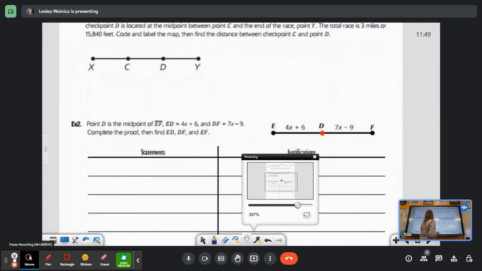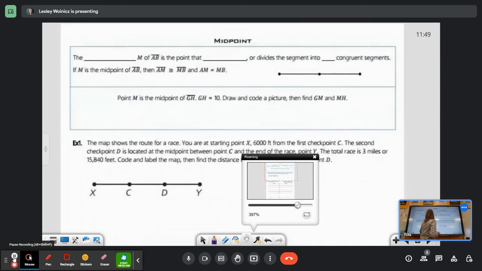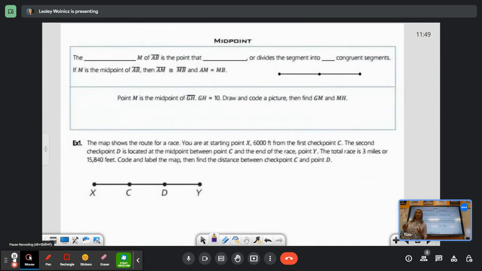All right, now we get to talk about midpoint. If you just had to guess, what do you think a midpoint is? It's the thing in the middle. Okay, yes. So the midpoint M of a segment AB is the point that bisects. This is a word you need to know.